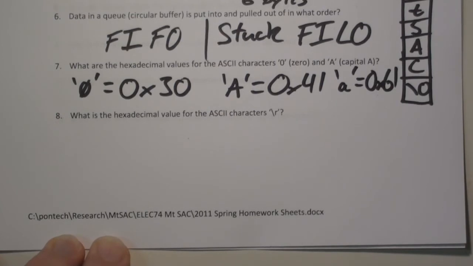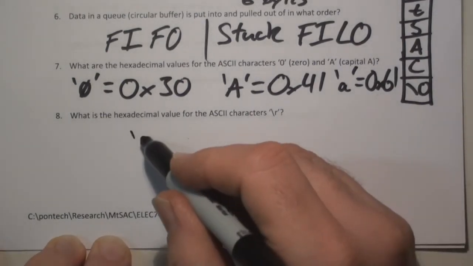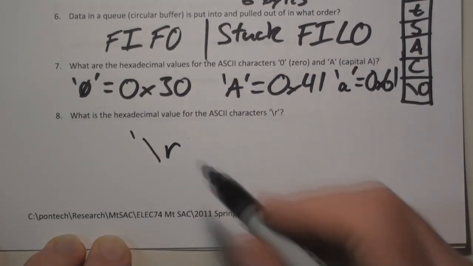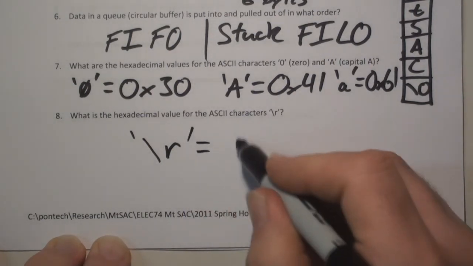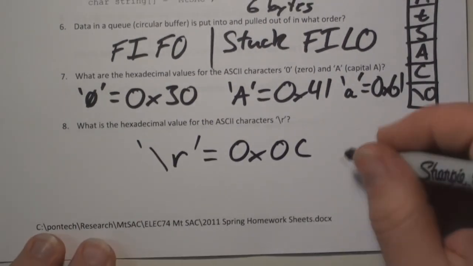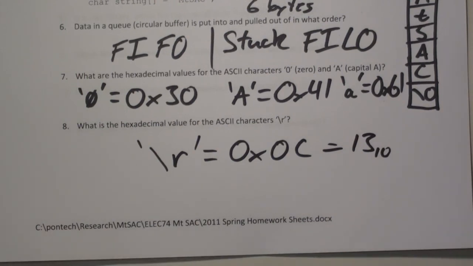What is the hexadecimal value for the ASCII character \R? And again, that just comes from the table, and remember the slash is an escape character, and R means the return or enter key, and so this is equal to D, which is 13 base 10 if you are interested.